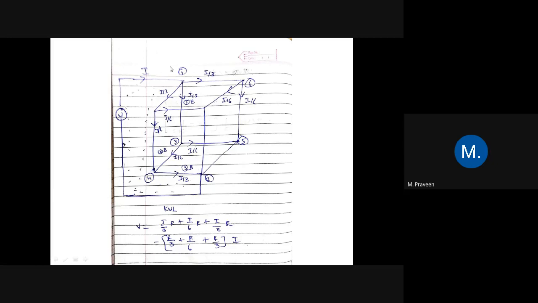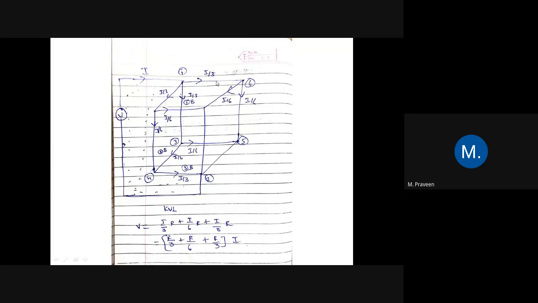Now let I be the current flowing into corner 1. From here, the current splits into 3 branches. Up to the junction the current is I, and from here it divides into 3 branches. Therefore, the current through each branch is I by 3. The current flowing through here is I by 3, here is I by 3, and here is I by 3.